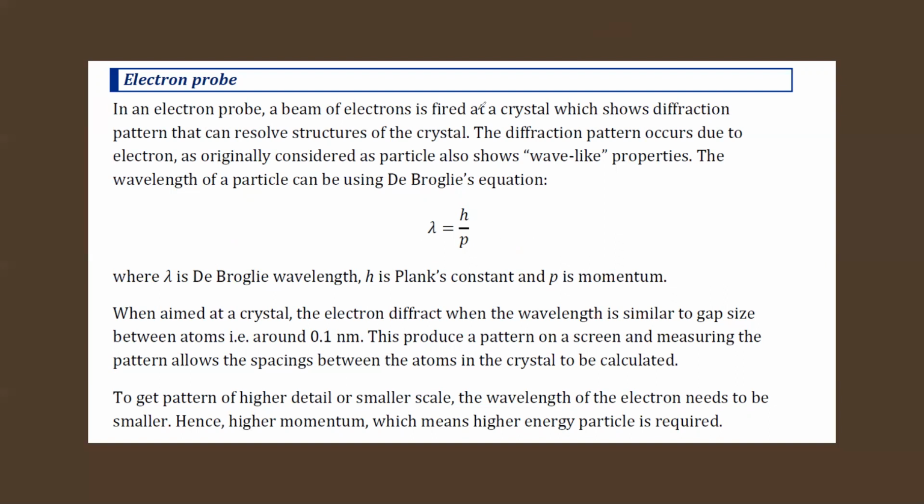So a beam of electrons is fired at a crystal and shows a diffraction pattern. And this confirms wave-particle duality, which means a particle can behave like a wave, or a wave can be a particle.